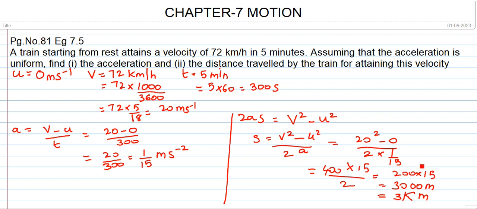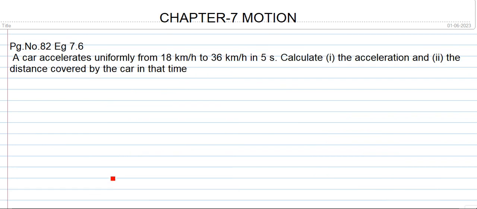So we have the answer for both the questions. The first question is the acceleration of the train, which is 1 by 15 meter per second square, and the second one is the distance travelled by the train for attaining this velocity, which is 3 kilometers. So we will go into the next sum.